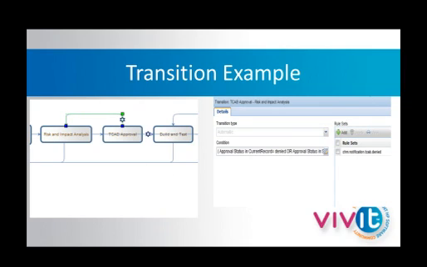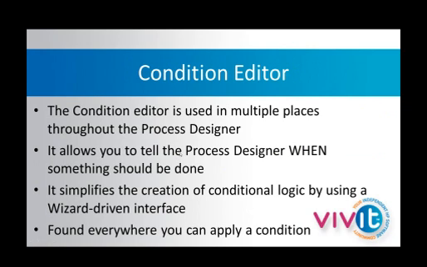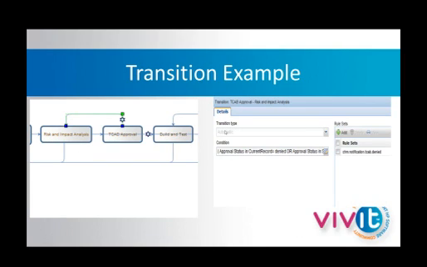When you click on the transition, you can see the different things you can do with it. Condition editor. This is something I wanted to spend a little time on, just showing you how this works, because this is all net new. This is how we do conditions now in Service Manager and Process Designer. The condition editor is used in multiple places throughout the Process Designer. You can see right here it says condition, when is this transition available? Click this little button, you get the condition editor.